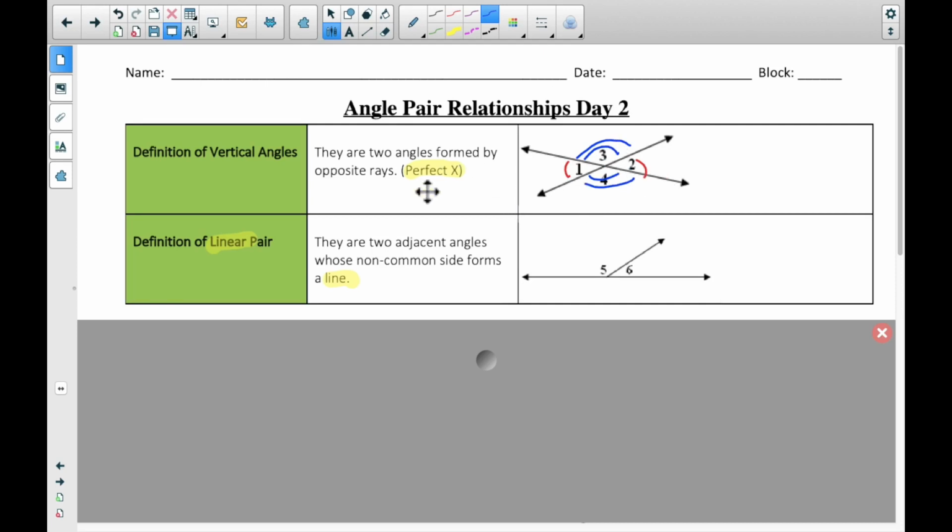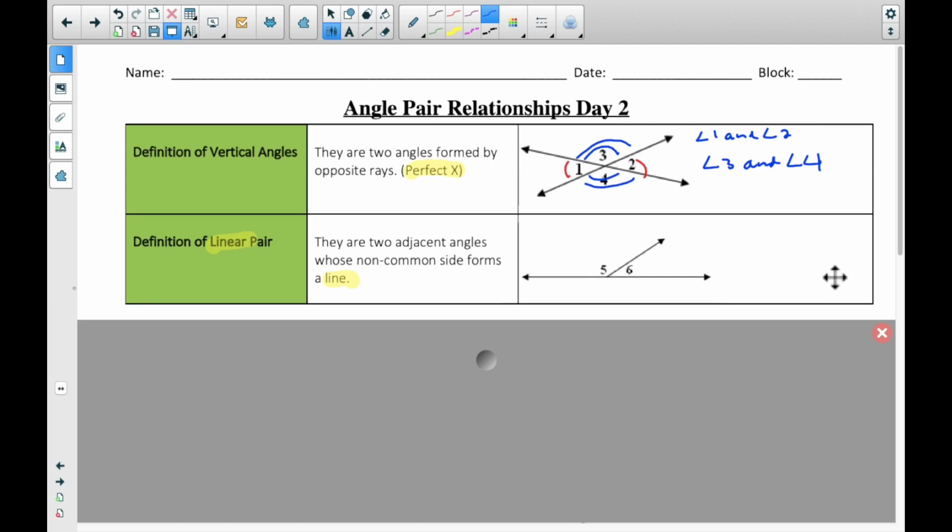And this definition that was typed in here talks about rays, but they really have to be perfectly straight lines, because if they weren't straight lines, it wouldn't work out. So angle 3 and angle 4 are vertical angles, angle 2 and angle 1 are vertical angles. All right, so angle 1 and angle 2 go together, angle 3 and angle 4 go together.